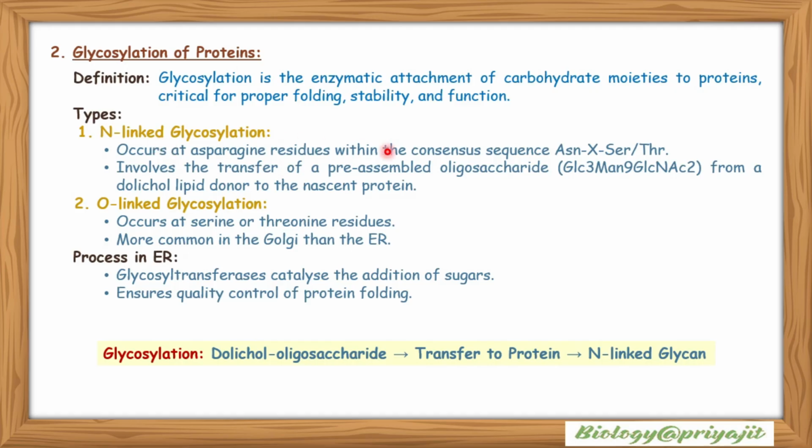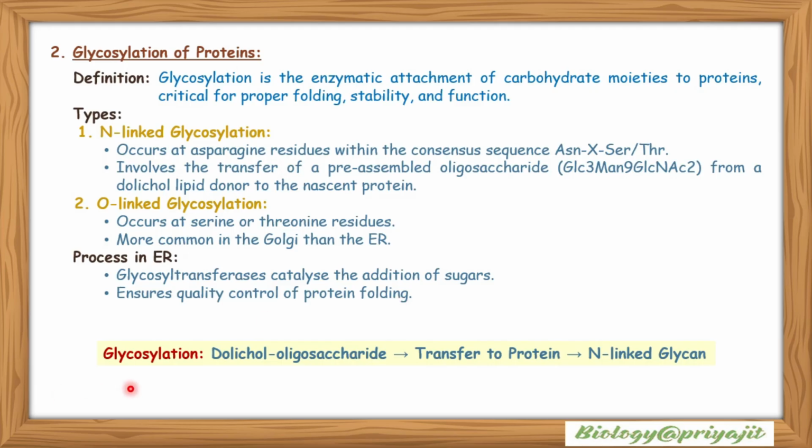N-linked glycosylation occurs at asparagine residues within the consensus sequence asparagine, X, serine or threonine. It involves the transfer of a pre-assembled oligosaccharide from a dolichol lipid donor to the nascent protein. O-linked glycosylation occurs at serine or threonine residues, which is more common in the Golgi than the ER. Process in the ER: glycosyltransferase enzymes catalyze the addition of sugars and ensure quality control of protein folding.